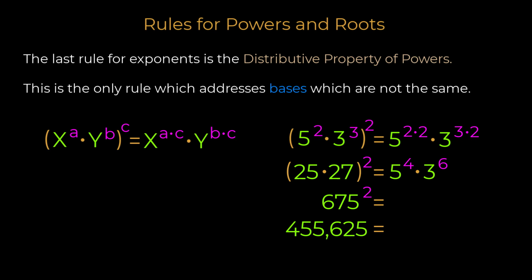5 to the 4th power is 625. 3 to the 6th power is 729. 625 times 729 is 455,625. We get the same number on both sides of the equation. The distributive property of powers holds true for this example.